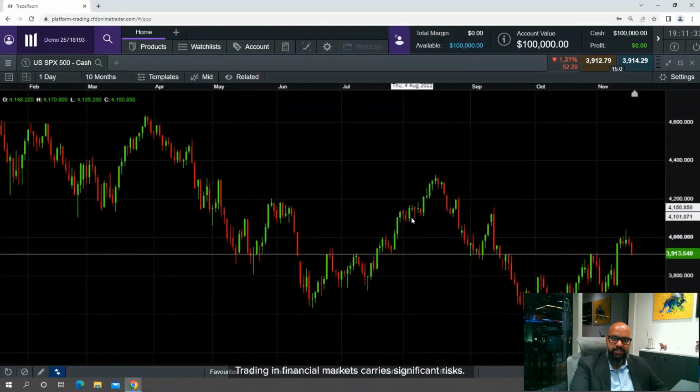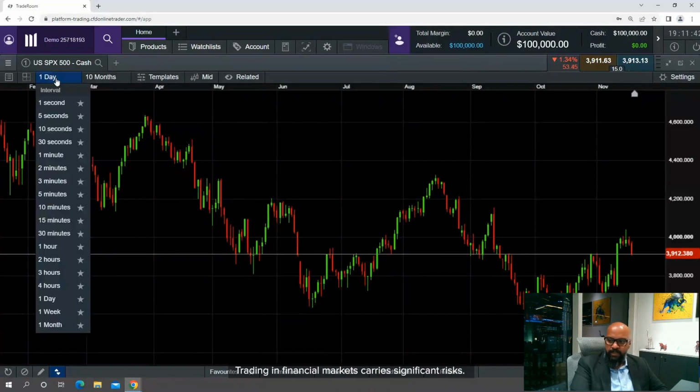Now, a few criteria that you need to look out for: one is what instrument am I looking at, and what time frame am I looking at. I'm looking at a daily time frame. Now you can choose your time frame. You can look at a 1 second time frame, 5 second, 10 seconds. Now, how does this time frame help us?